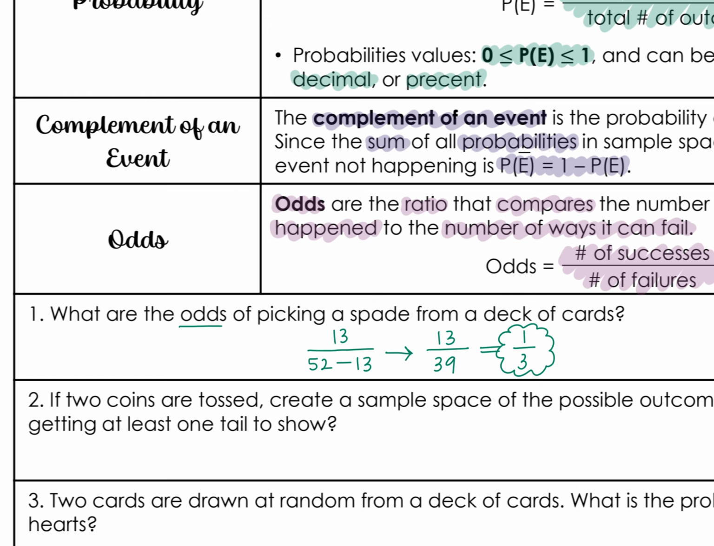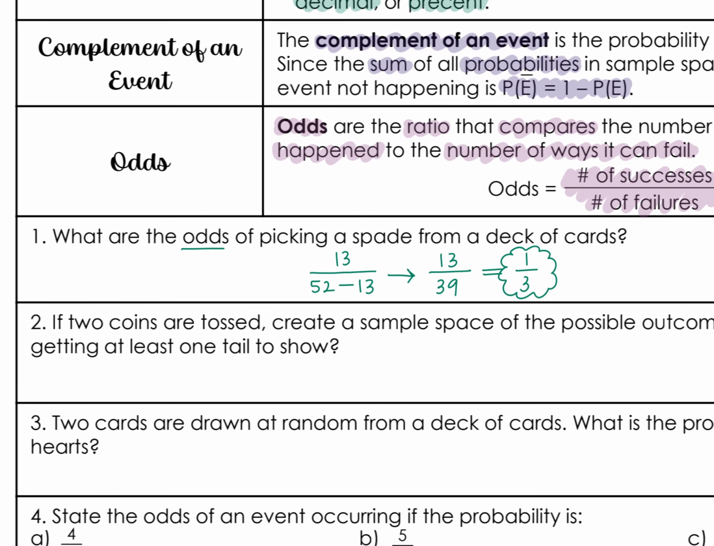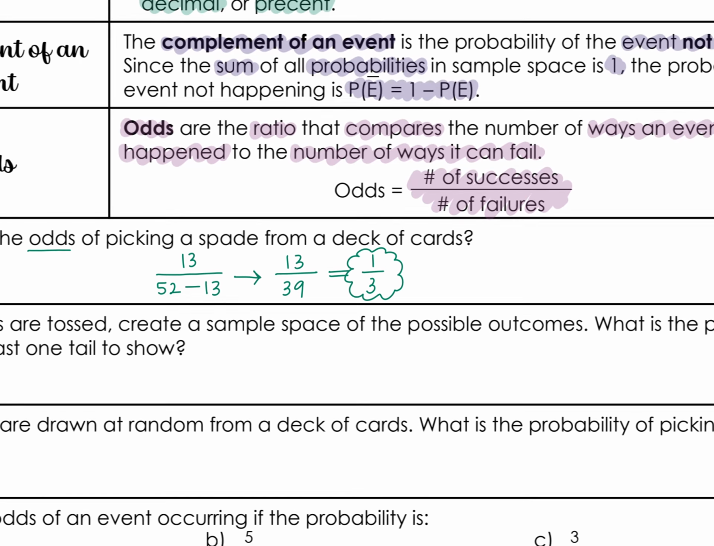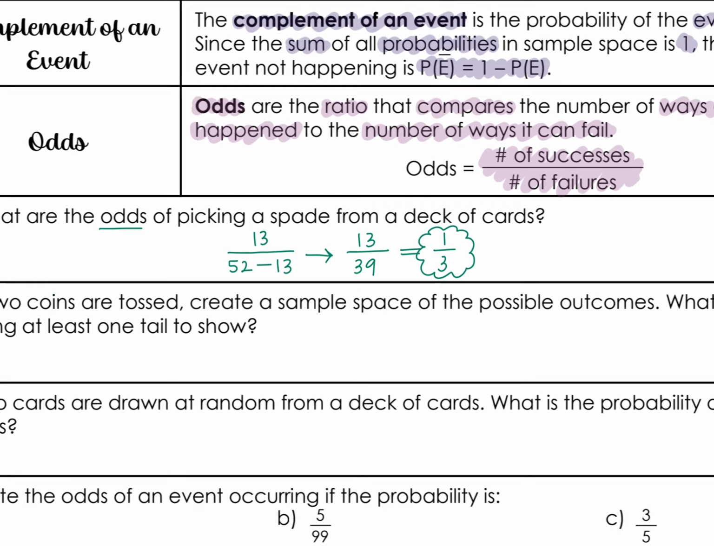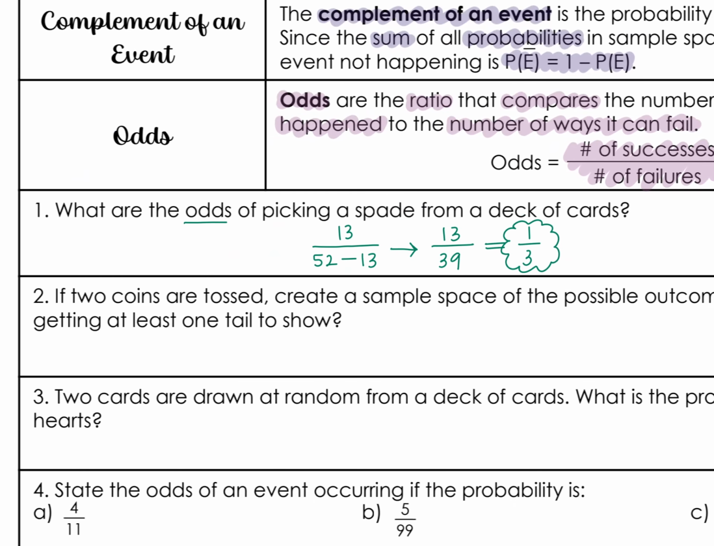All right, now let's look at number 2. For number 2, if 2 coins are tossed, create a sample space of the possible outcomes. What is the probability of getting at least one tail to show? So let's start off by just listing out our sample space. We have 2 coins that are being tossed. Well, when we toss them, we could get both heads. We could get both tails. We could get a heads, then tails, or even a tails, then heads.